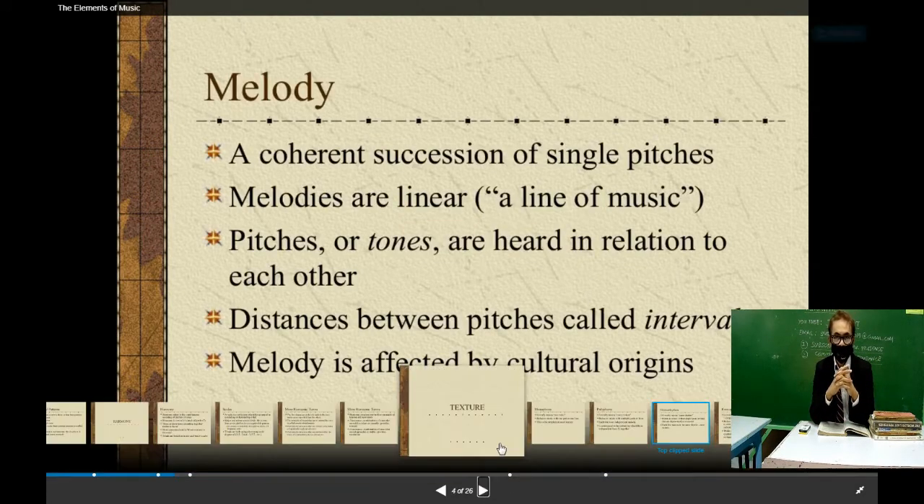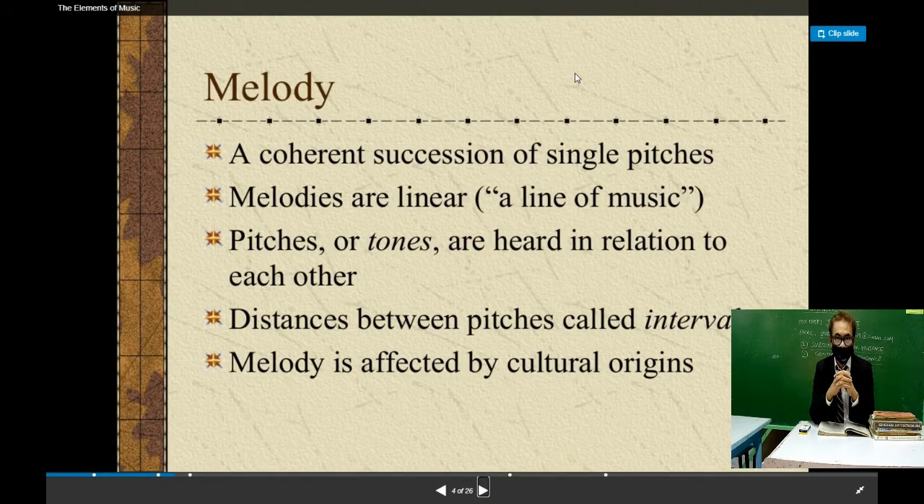These are the melody. A melody is a coherent succession of single pitches. Melodies are linear. Pitches or tones are heard in relation to each other. Distances between pitches are called intervals.